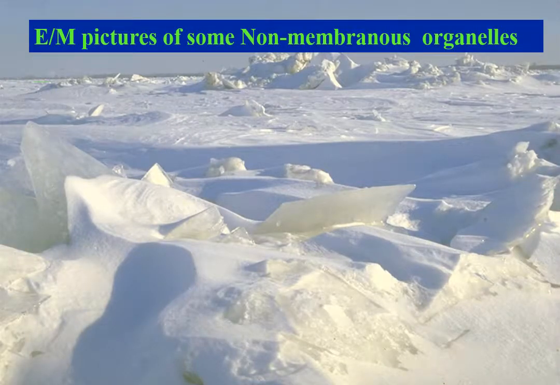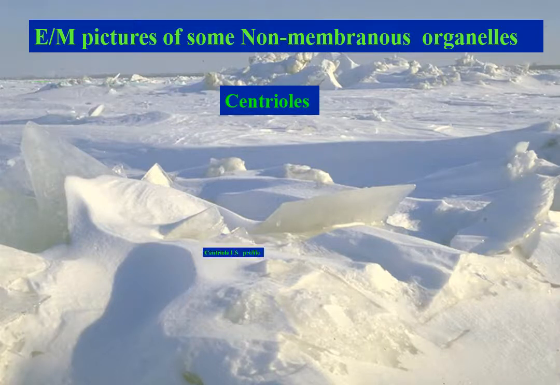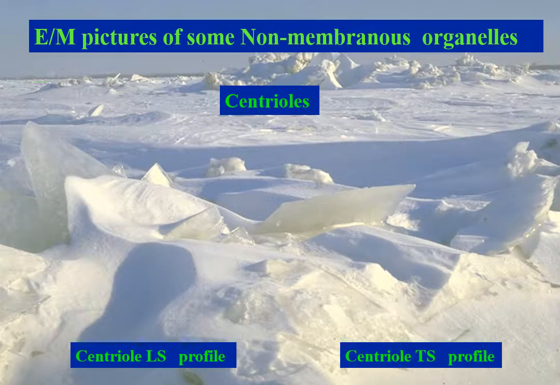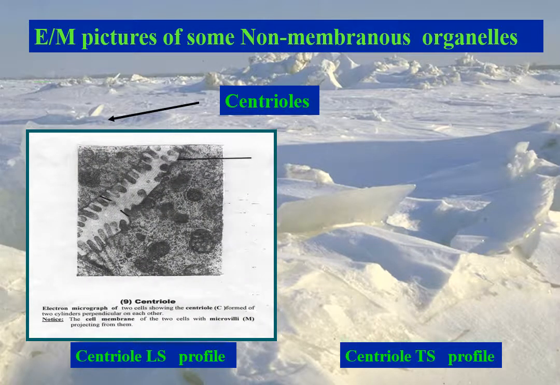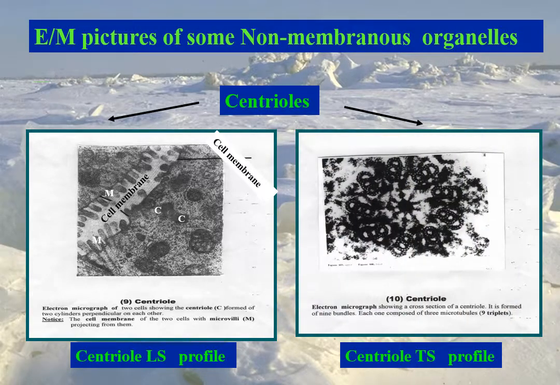Electron micrograph pictures of some non-membranous organelles, centrioles, both longitudinal and transverse sections. There are a pair of centrioles in each dividing cell, appearing in longitudinal sections as two cylinders perpendicular to each other, close to the cell membrane. Notice the presence of microvilli on the free surface of the cells. In transverse section, each centriole is formed of 9 peripheral bundles, each composed of 3 fused microtubules.